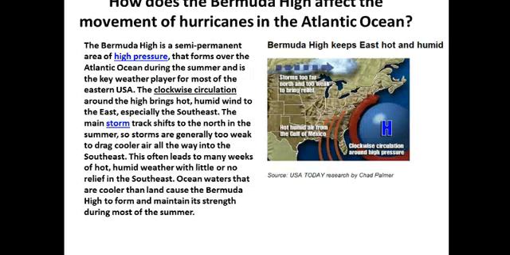Okay, so let's take a look at our second essential question. How does the Bermuda High affect the movement of hurricanes in the Atlantic Ocean? Pause the video here and take a look at how the Bermuda High is so important to the production of a hurricane.